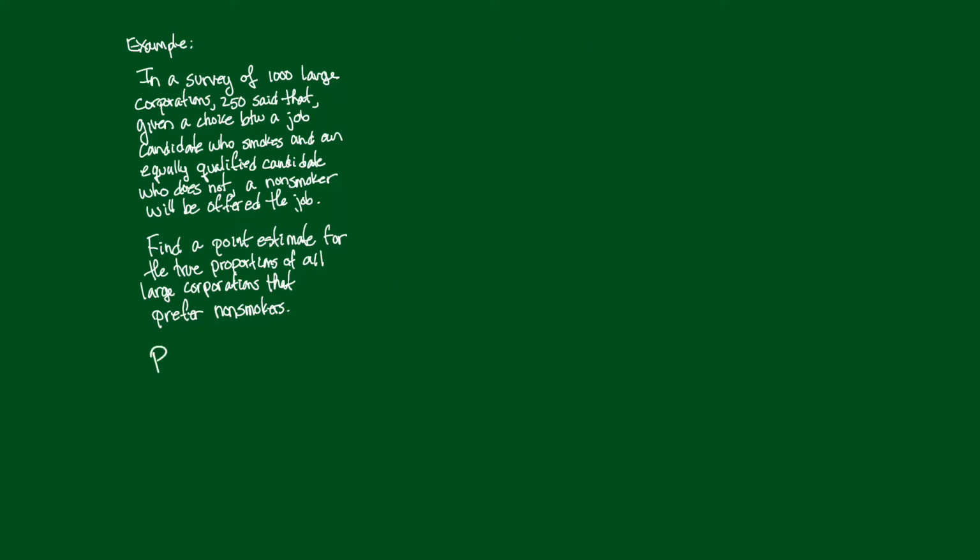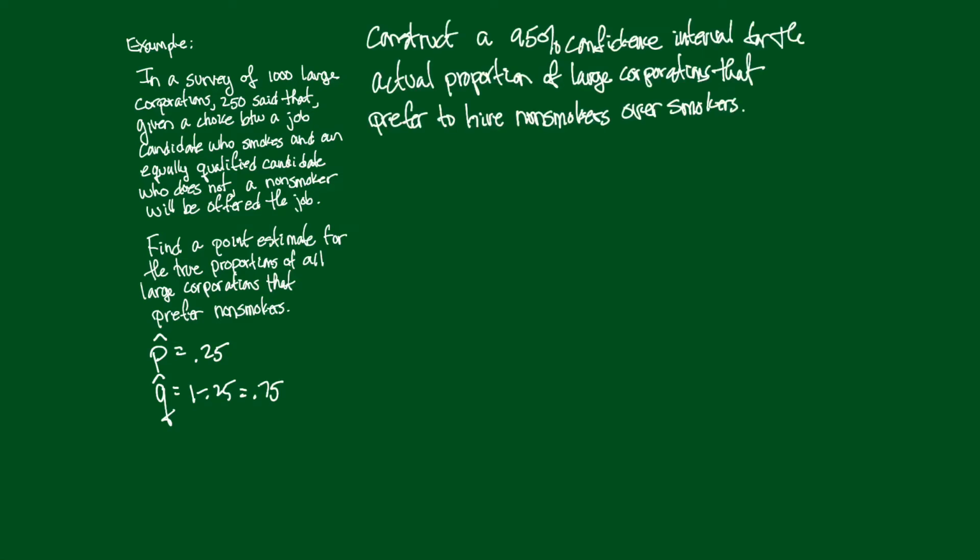I'll get us some room here, and I'll just write that p hat is 0.25. Now, if we know p hat, then we know q hat, right? q hat is 1 minus 0.25, which is 0.75. Maybe we'll need that, maybe not. Now in this section, let's construct a 95% confidence interval for the true proportion of large corporations that prefer to hire non-smokers over smokers. So let's start by writing our formula.